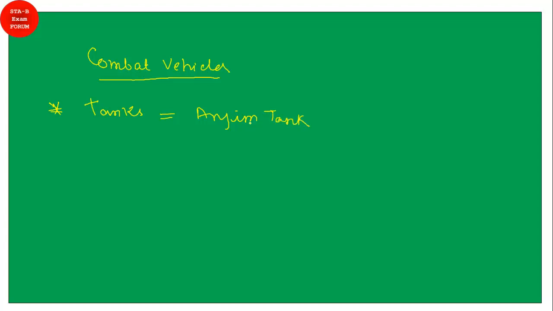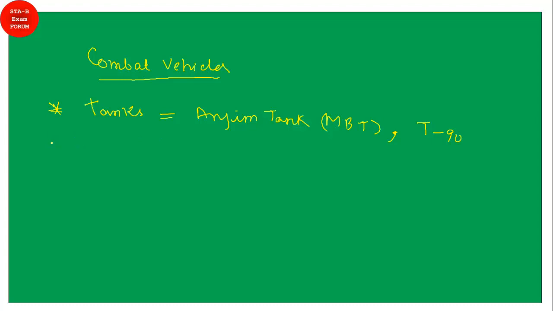Next category, students, is combat vehicles, which are used to fight during the war. As you know, combat vehicles include tanks, and the most important tank is the Arjun tank. It is also called the main battle tank. They can ask you which of the following is the main battle tank. You should name Arjun as the main battle tank. And the second one is T-90, which is also an important tank.